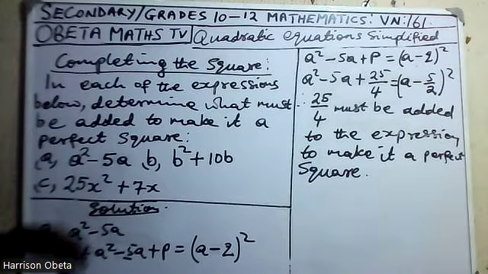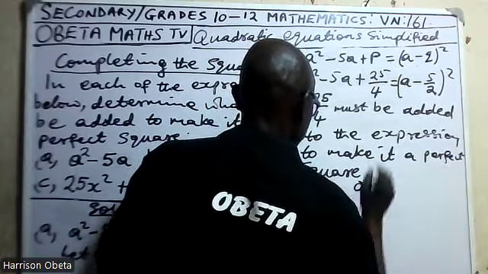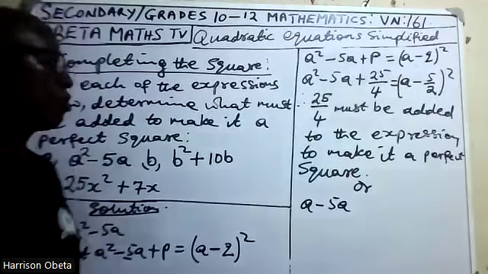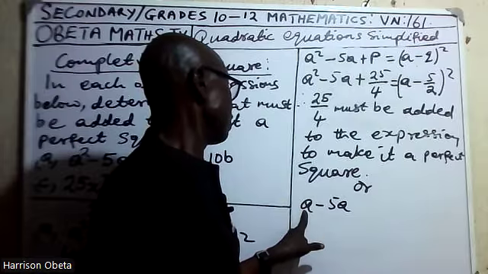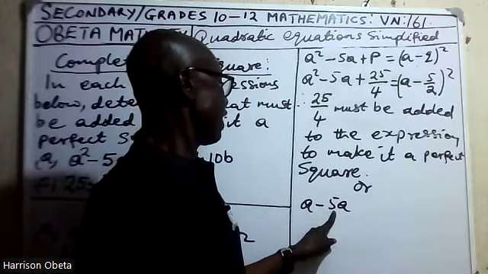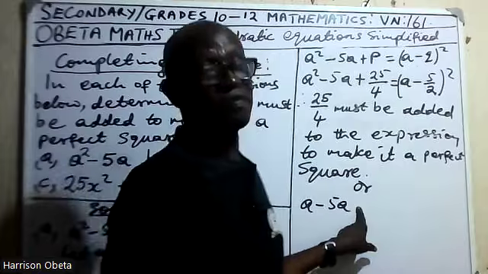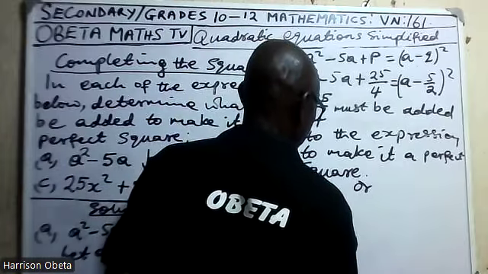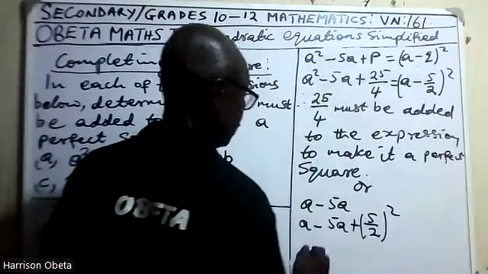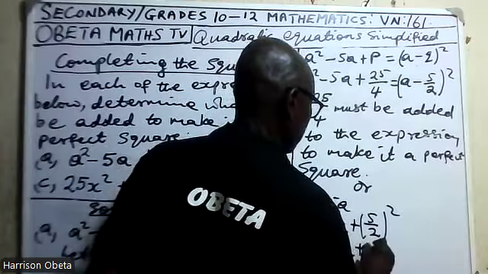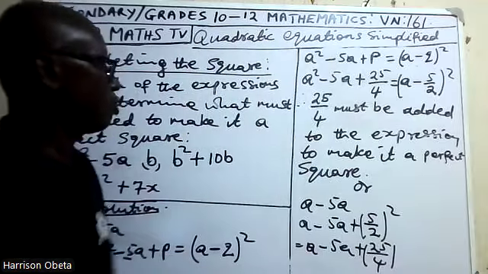The shorter method is that since you have a minus 5a, and we are looking for something to add to make it a perfect square, and the coefficient of a squared is 1, just go ahead, divide the coefficient of a by 2 and square it. The answer is what you are going to add to make it a perfect square. That means a squared minus 5a plus 5 over 2 squared, and that will still give us a squared minus 5a plus 25 over 4. So we have added this 25 over 4 to make it a perfect square.